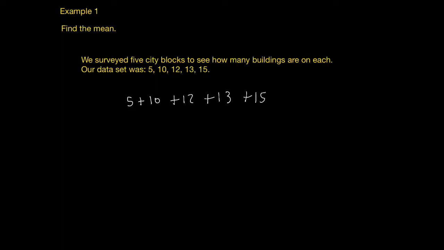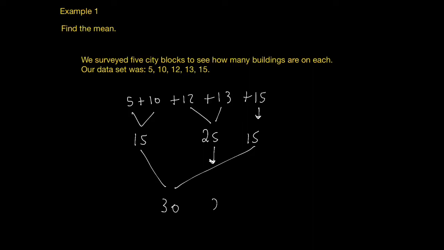So I can do this by first adding 5 and 10, so I got 15, and then here 12 plus 13, that's going to give me 25, and then I have a 15 here. And then I noticed that 15 plus 15 gives me 30, and I still have that 25 here, and 30 plus 25 equals 55. So when I add up all of these numbers, I'm going to get a total of 55.